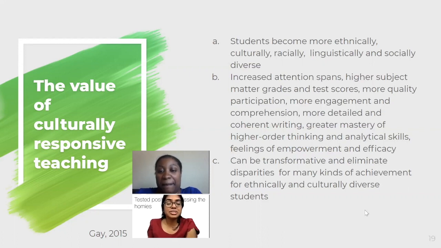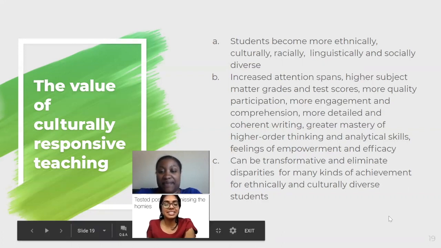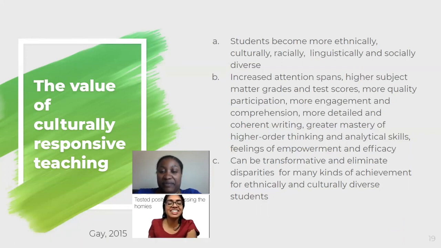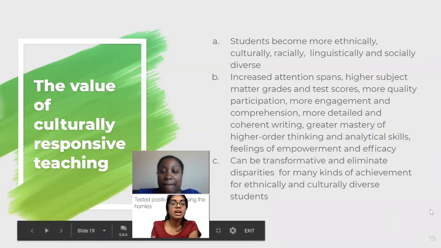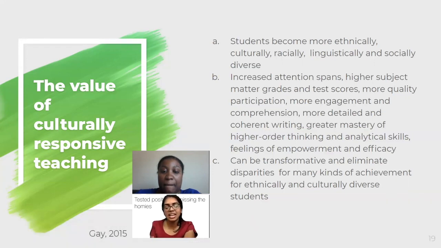So it can also be transformative and eliminate disparities for many kids of achievement for ethnically and culturally diverse students. We see that when we learned about the 6 different types of hope in class. As a teacher, you want to engage in critical hope and not false hope, because that allows students to get the tools for success so they can use the knowledge that you teach them in the classroom outside of the classroom as well, which kind of leads over into the next slide.